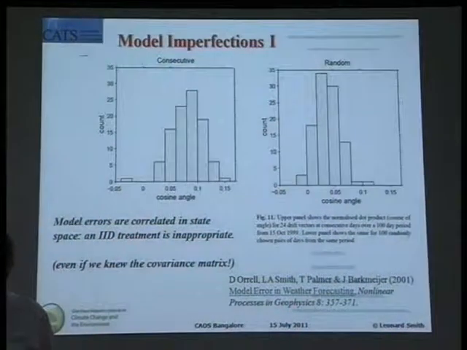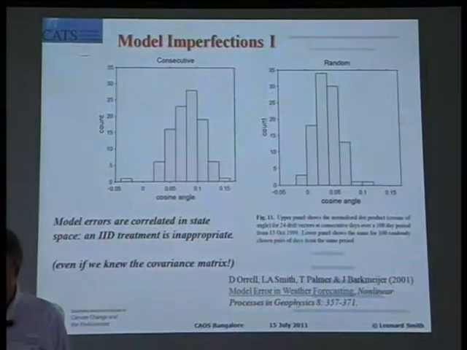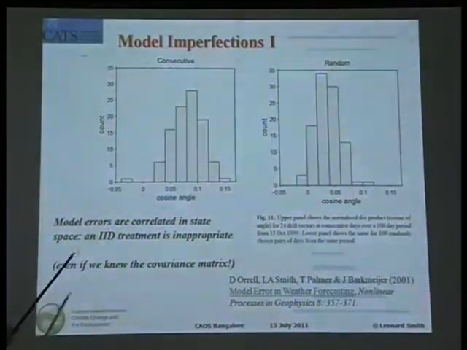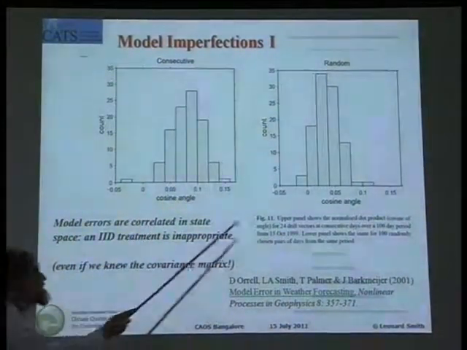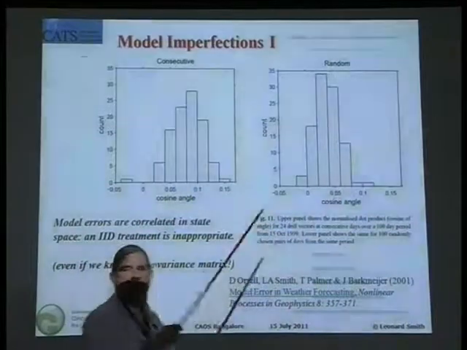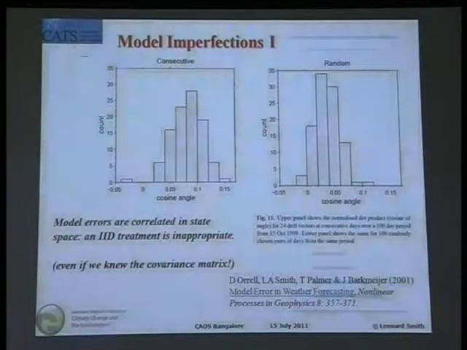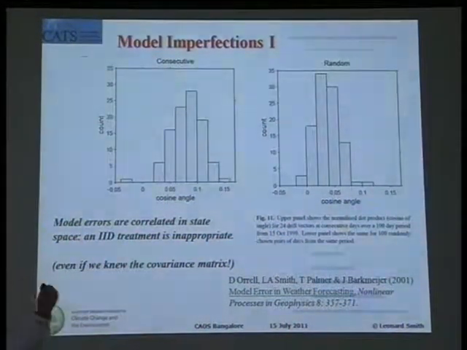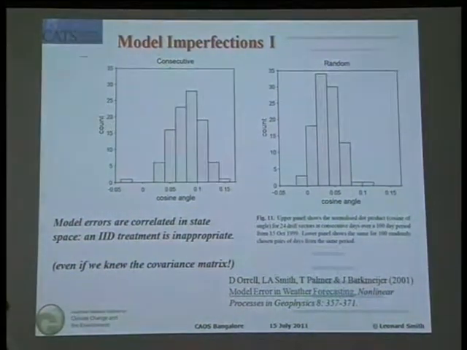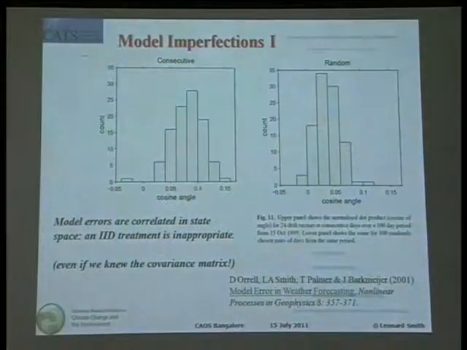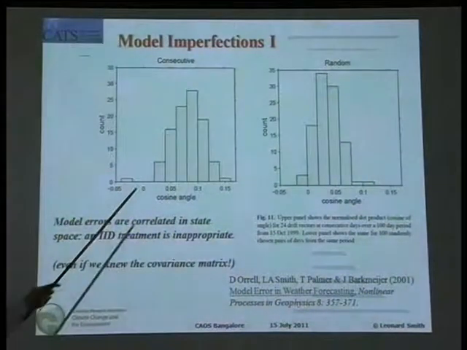And then, for instance, we look at them on consecutive days. We look at the angle between today's drift vector and tomorrow's drift vector. So this is the distribution of those consecutive days, the cosine of the angle between them. And this is the distribution just taking days at random. And the point is that even on 24-hour, 48-hour timescales, this model error has a systematic component, which moves around, but it's coherent in time.